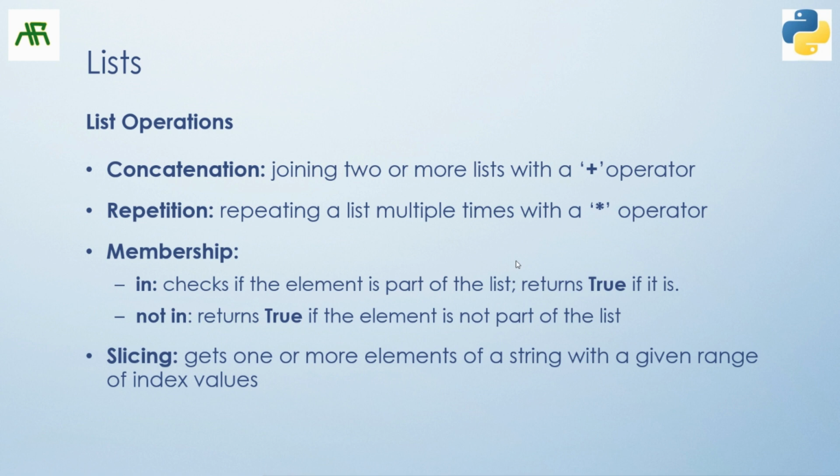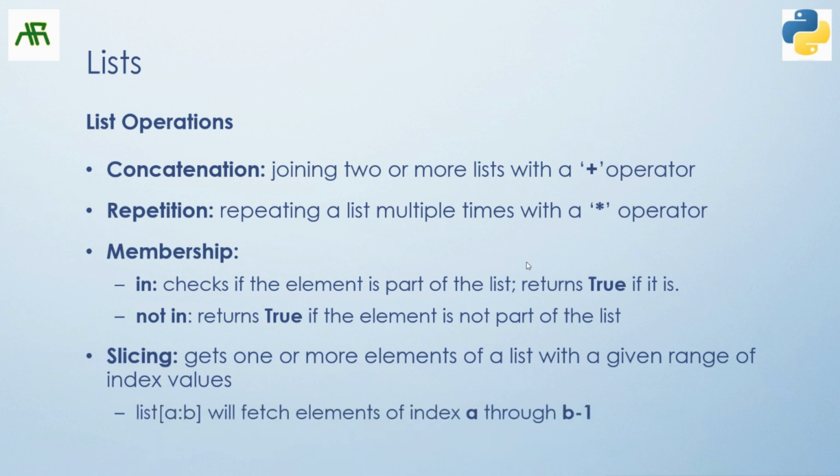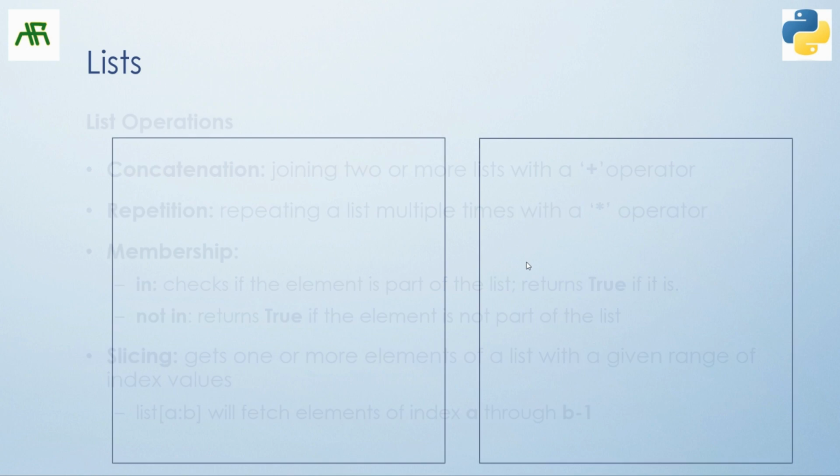And then slicing gets one or more elements of a list with a given range of index values. And we have the same range conditions. list[A:B] will fetch elements of index A through B minus 1. We have to remember that when we look for specific elements to be fetched.